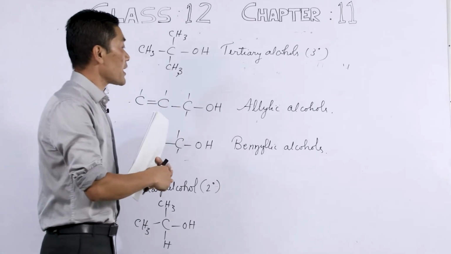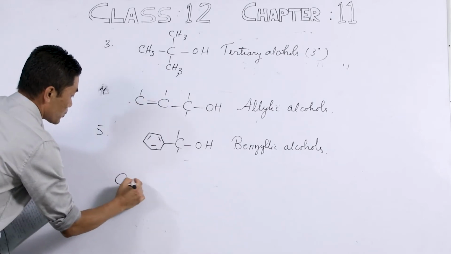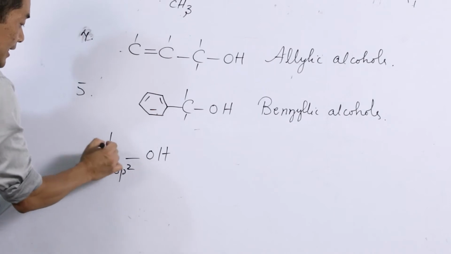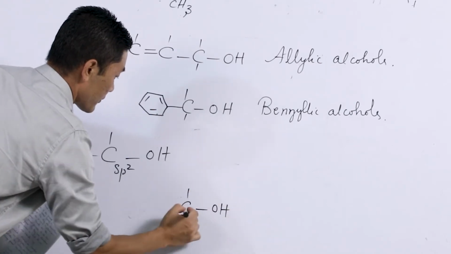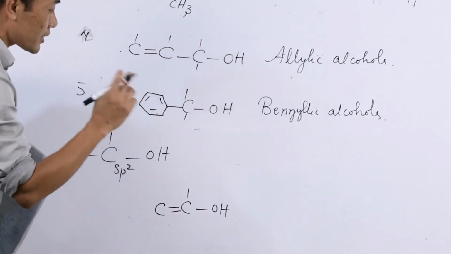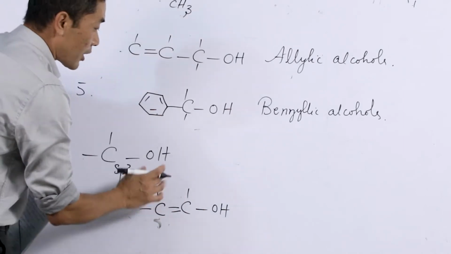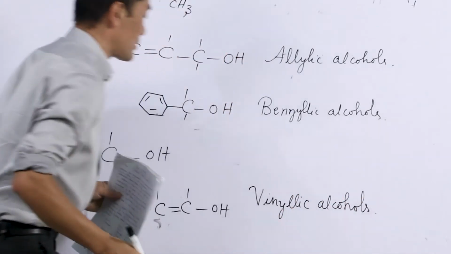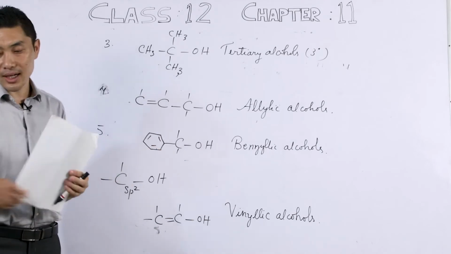Then the other one was where the carbon atom was sp2 hybridized. Those which have this bond. Here, the carbon to which OH is linked is sp2 hybridized. One example we can see here. sp2 hybridized means this carbon is bonded to another carbon by a double bond. This type of alcohols are called vinylic alcohols. So these are the different types of alcohols that we find based on the hybridization of the carbon atom.